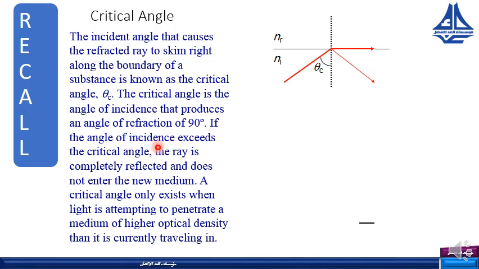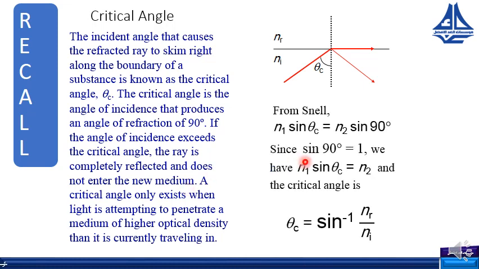If the angle of incidence exceeds the critical angle, the ray is completely reflected and does not enter the new medium. This phenomenon is called total internal reflection. So, from Snell's law, we can get the formula of the critical angle, theta C, which is sine minus 1 of the ratio n_r over n_i. Note that always n_r is less than n_i.